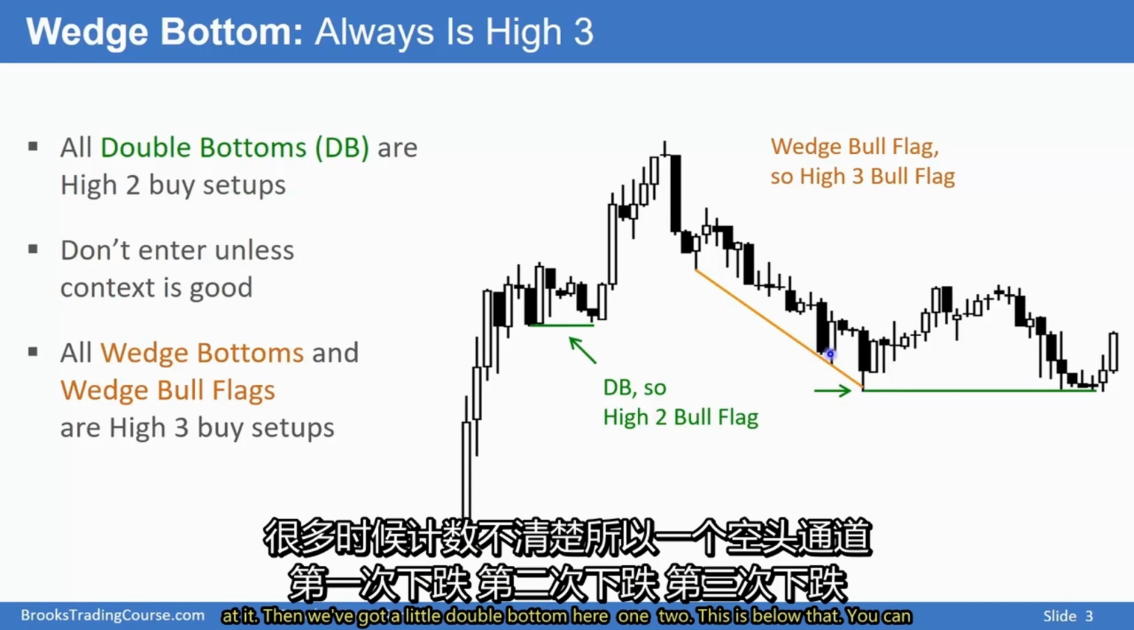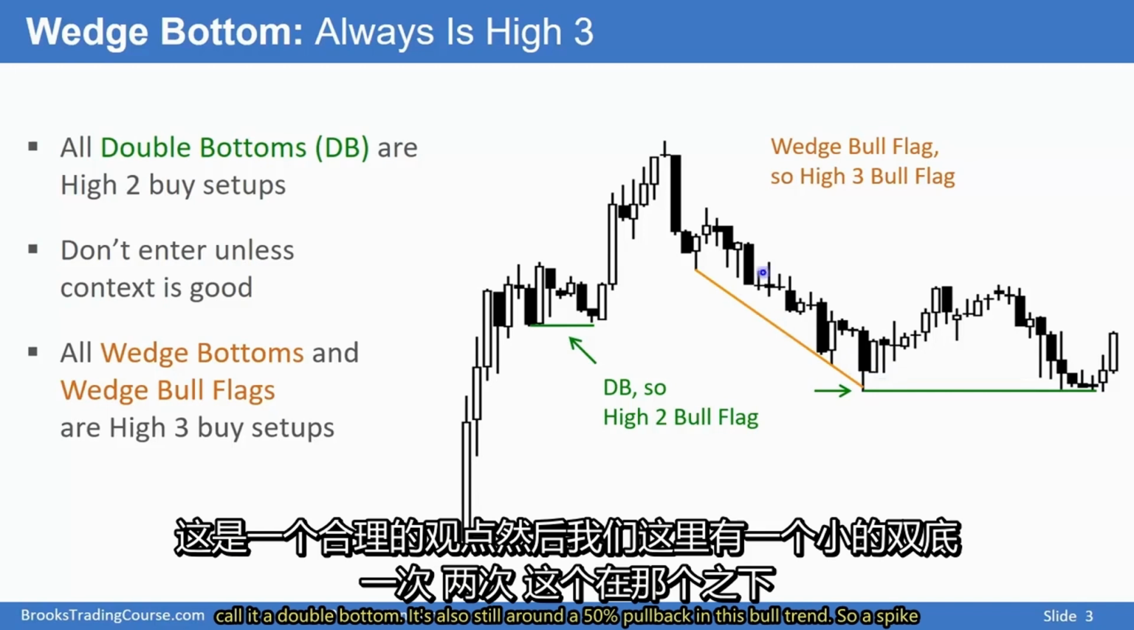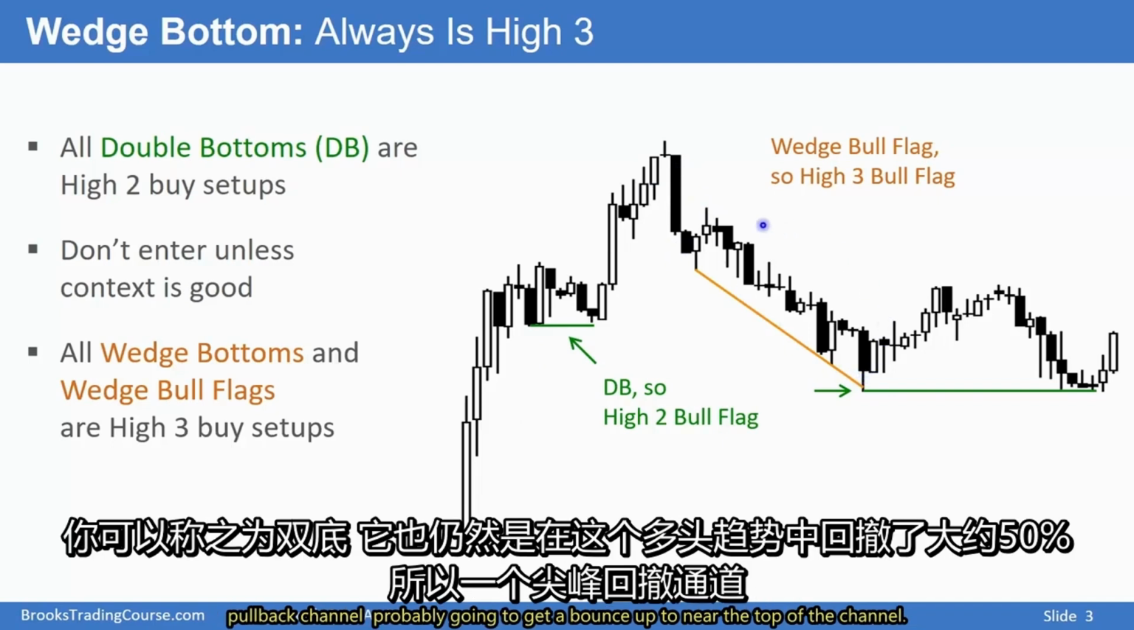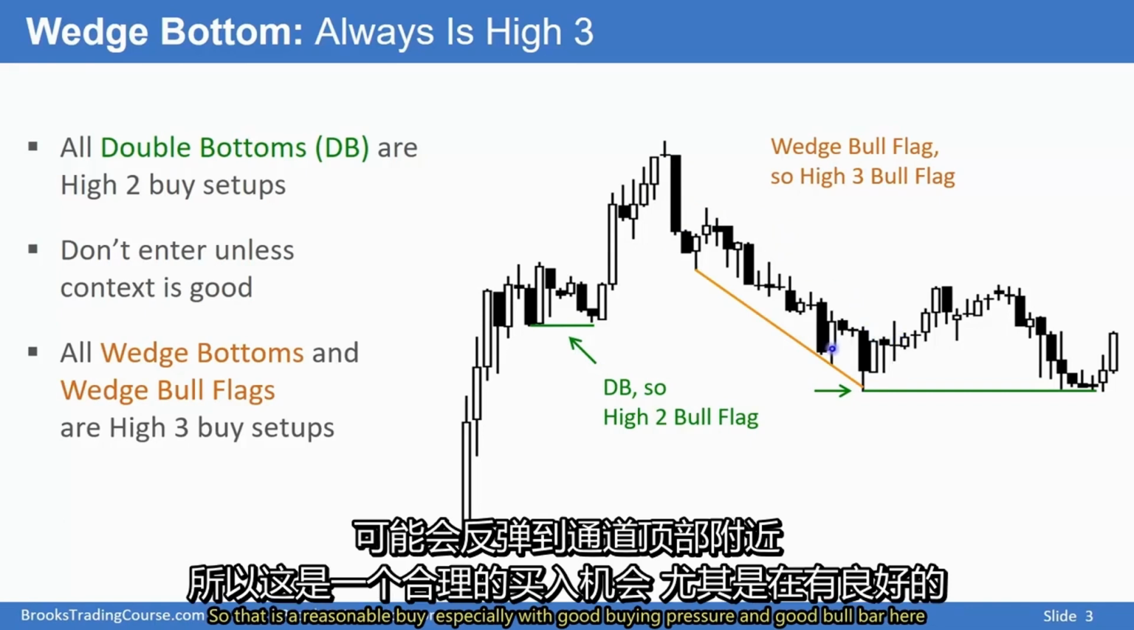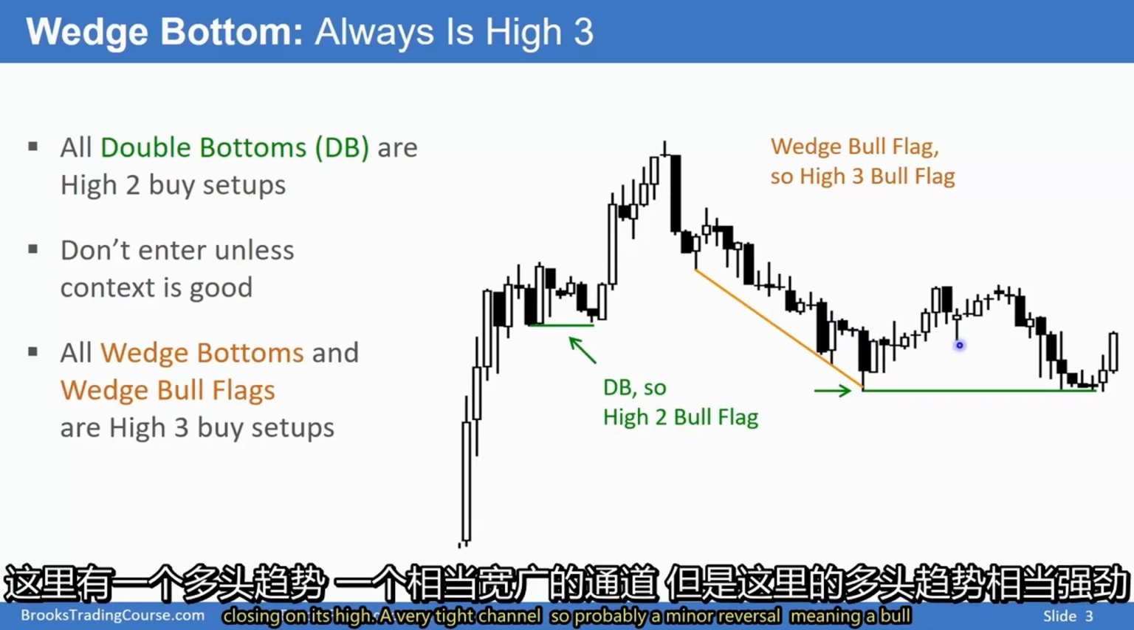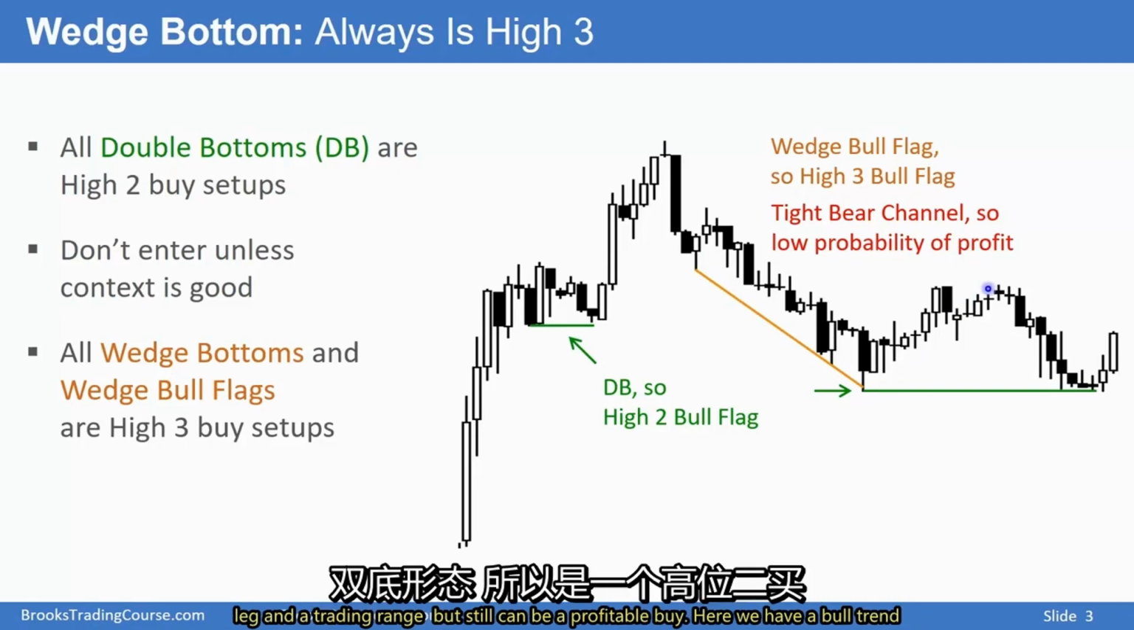And then we got a little double bottom here, 1, 2. This is below that. You can call it a double bottom. It's also still around a 50% pullback in this bull trend. So a spike pullback channel, probably going to get a bounce up to near the top of the channel. So that is a reasonable buy, especially with good buying pressure, good bull bar here, and then good bull bar here closing on its high. Very tight channel, so probably a minor reversal, meaning a bull leg and a trading range, but still can be a profitable buy.